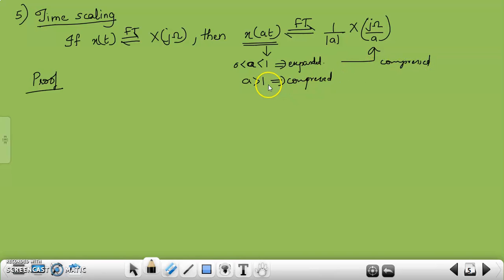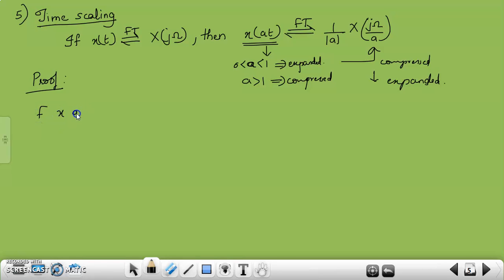And similarly, if you are compressing the signal in time domain, then in frequency domain it gets expanded. Okay, so the reverse is happening in frequency domain. If the signal gets compressed in time domain, its spectrum gets expanded in frequency domain, and if the signal is getting expanded in time domain, then the spectrum will be getting compressed in the frequency domain. Okay, so its proof is, let's start with x of at.